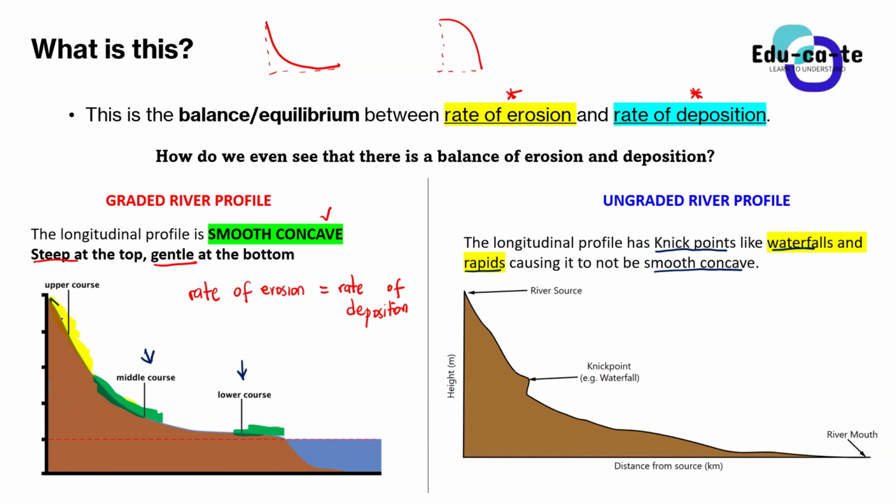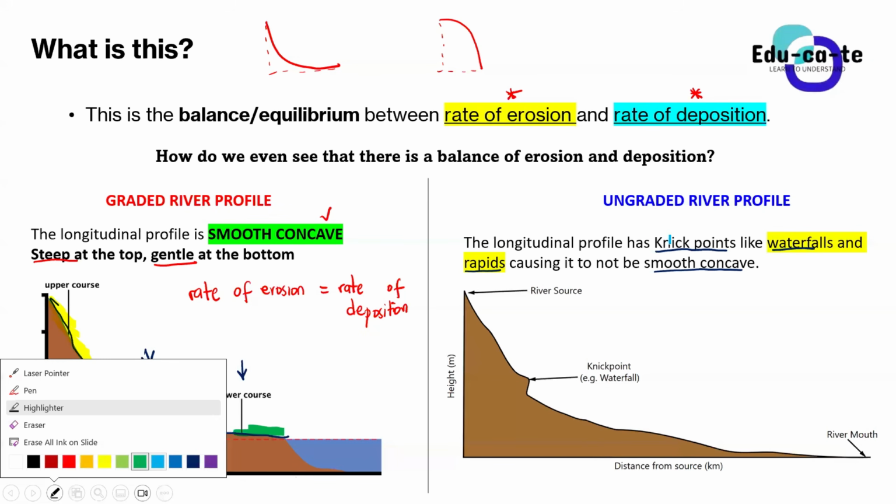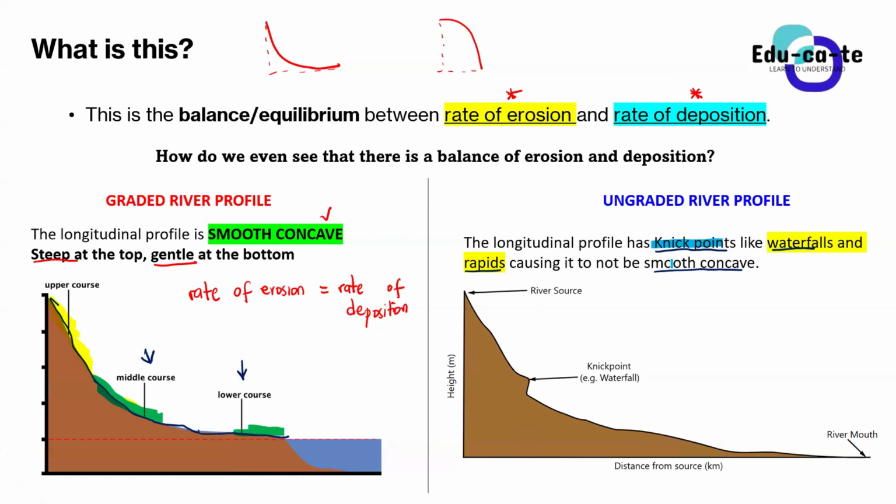It has got a steeper upper course, and then the middle course becomes a bit gentler, and then the lower course becomes very gentle. This is the graded river profile. It is smooth concave. But when it is an ungraded river profile, we are going to see some obstructions or some disruptions in the course of the river. Okay, we are not going to just see a smooth shape. Rather, it is going to have nick points in it. When we are talking about a nick point, there is just a sharp change in gradient.